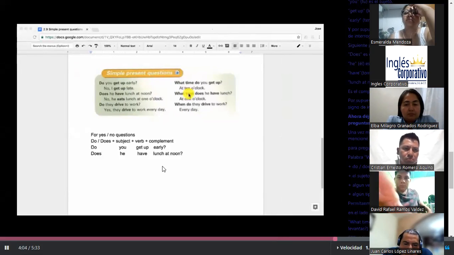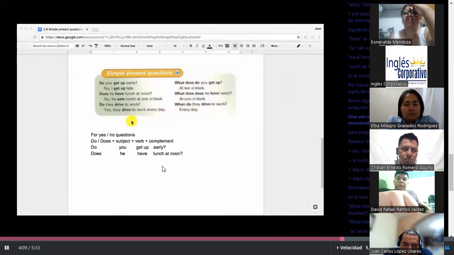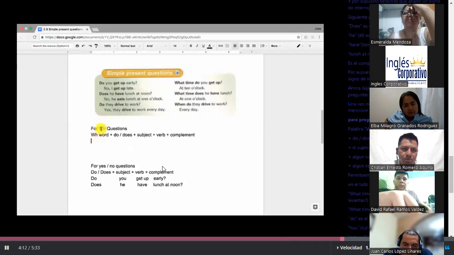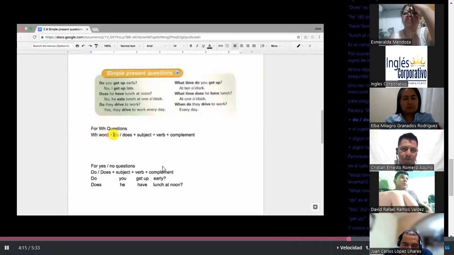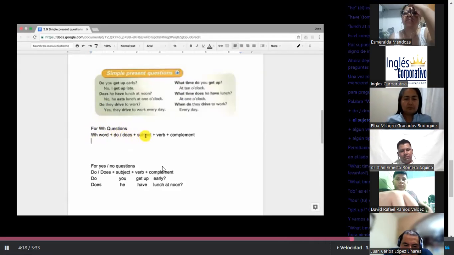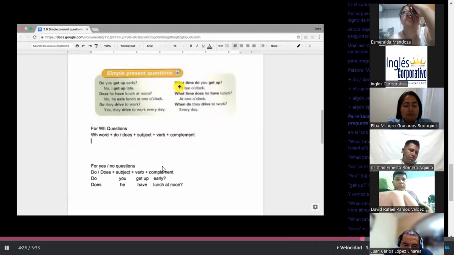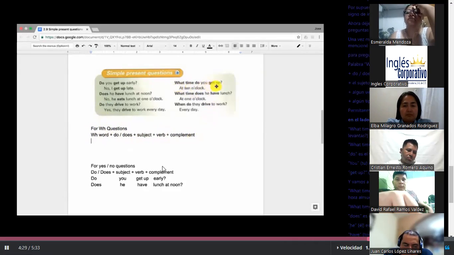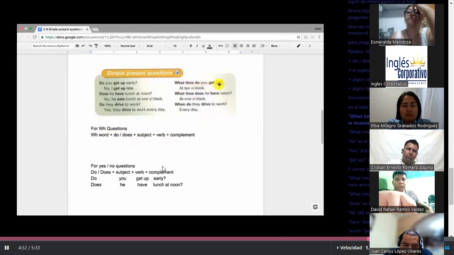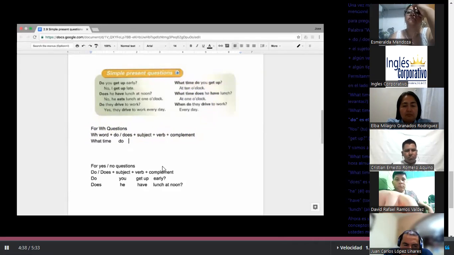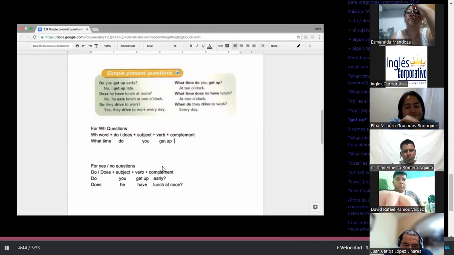Now, let me show you WH questions. Once again, if you recall the formula I mentioned a minute ago, for WH questions: WH word plus do or does plus the subject plus some kind of verb plus some kind of complement. Let me select the first question on the right side of the chart. What time do you get up? What time is the WH word. Do is the auxiliary verb. You is the subject. Get up is the verb.